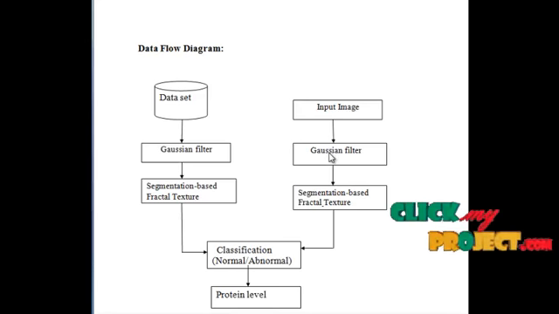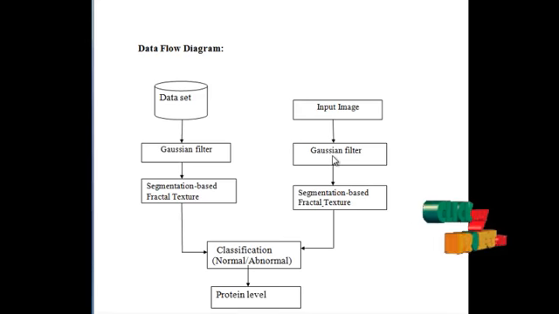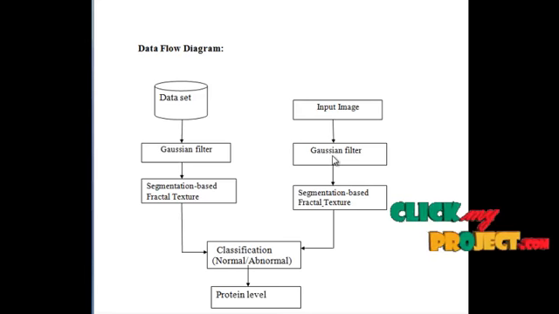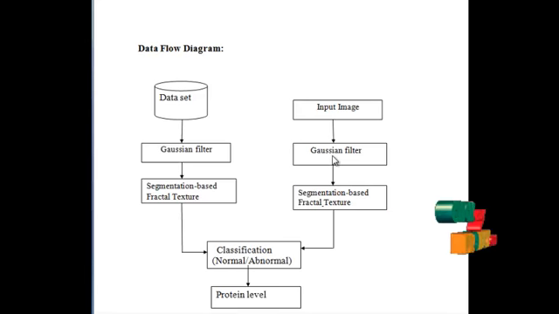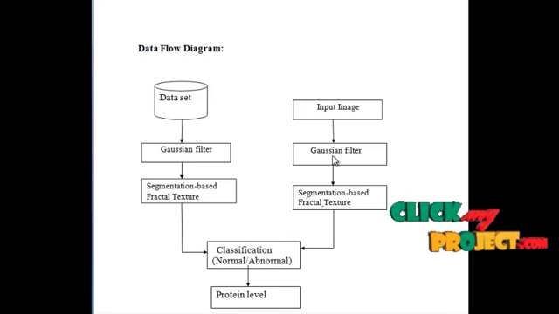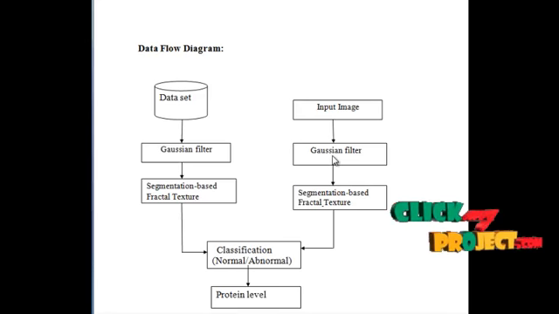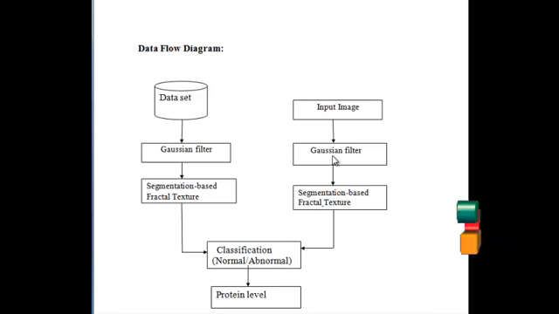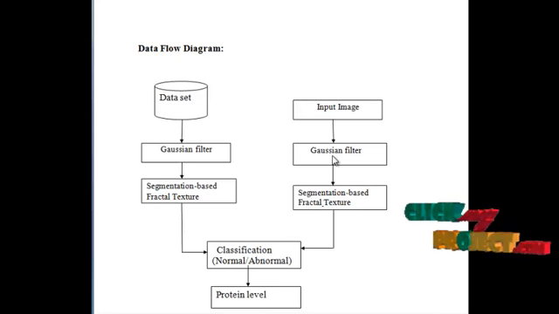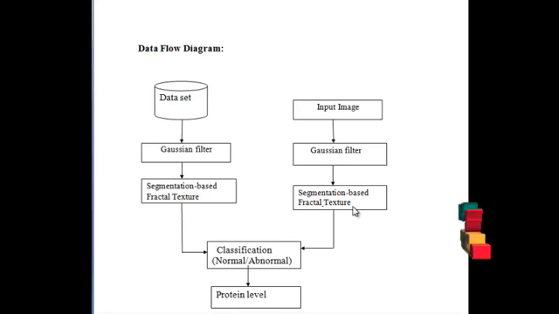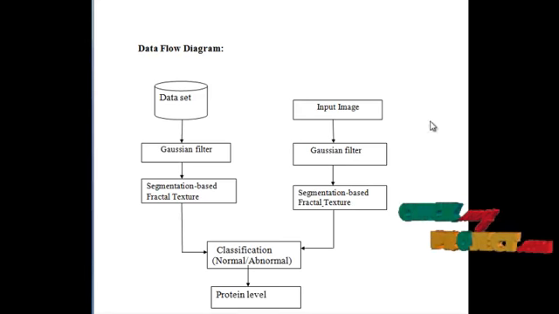The Gaussian filter considers each pixel in the image in turn and looks at its nearby neighbors to decide whether or not it is representative of its surroundings. The median value is calculated from the surrounding pixels. The Gaussian filter replaces the defective pixel with the mean value. The Gaussian filter output is given to segmentation based fractal texture analysis.